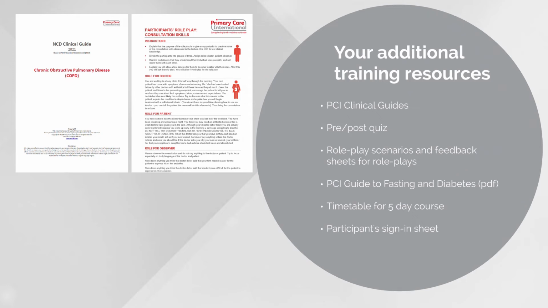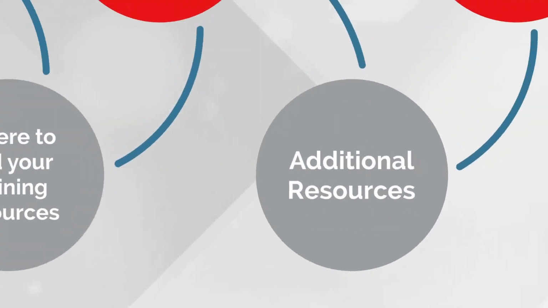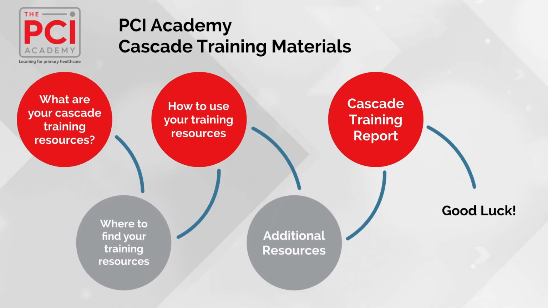This Cascade course, like the NCD course on the PCI Academy, is based on the PCI clinical guides. Participants will need to be given either paper or electronic copies of the relevant clinical guide for each NCD. These can all be found within the Additional Training Resources tab, and they can be selected for download and printing. You will also find copies of the pre-post quiz for participants and role-play scenarios that can be printed. There is also a version of the quiz in the appendix of the facilitator's manual that has the correct answers highlighted. And finally, let's learn about your evidence in your Cascade training report.